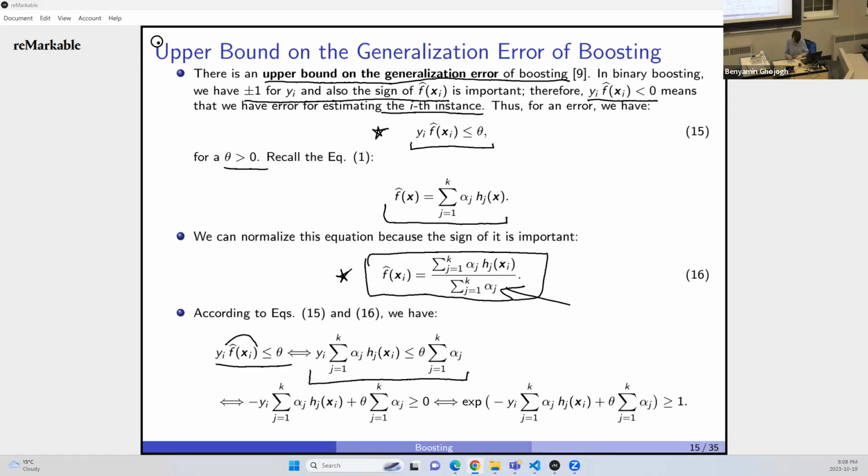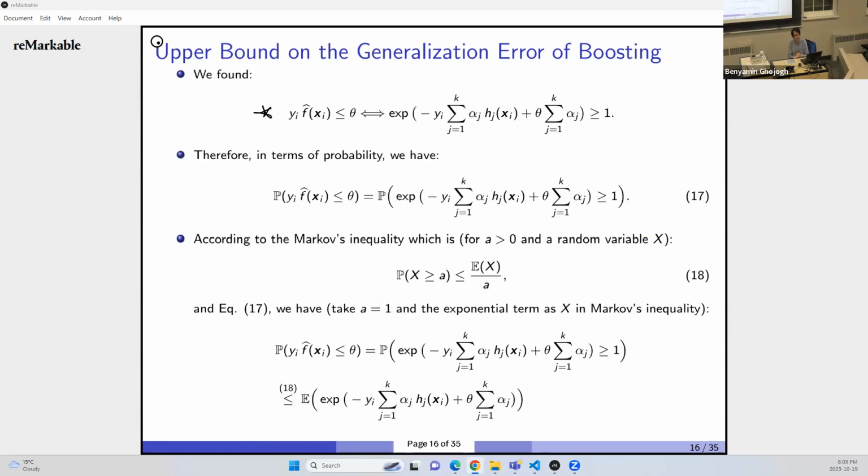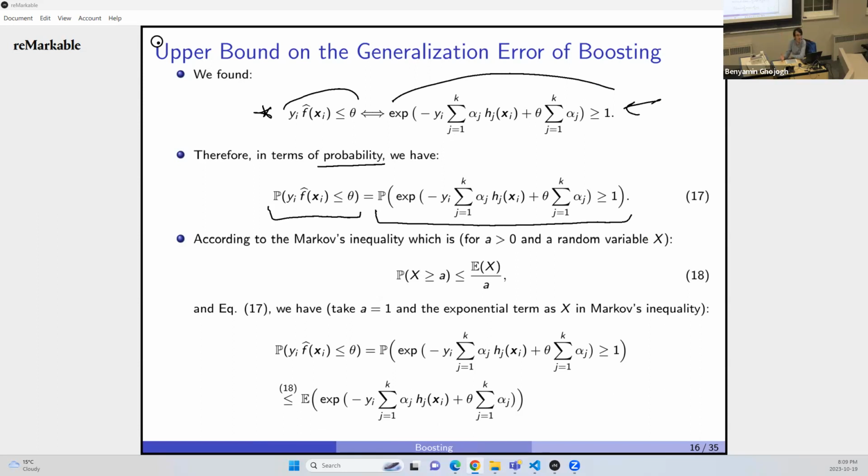Then rearrange the terms. So bring this to the right-hand side, and then multiply this. And so bring this to the right-hand side, then the whole thing becomes greater than or equal to 0. Agreed? Agreed so far? Then when something is greater than or equal to 0, take exponential operator from the sides. So exponential of this becomes greater than or equal to e to the power of 0, which is 1. Agreed? Okay. So this is what we had. I'm repeating it here. By the way, this means error. Therefore, in terms of probability, the probability of this equals the probability of this. And this is the probability of error.